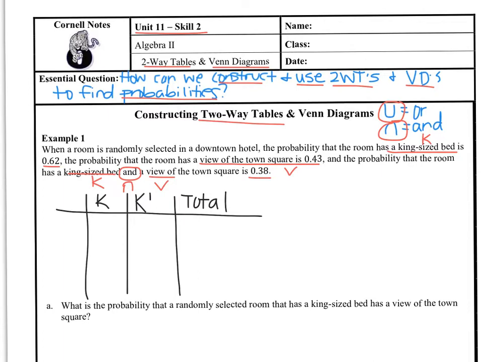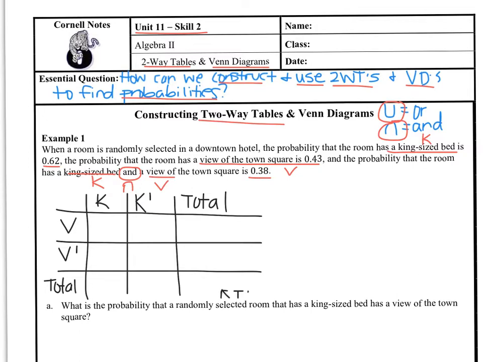And then going along vertically, we've got rooms that have a view, which will be V. Rooms that don't have a view will be V prime. And then at the bottom will be total. And then this box right here, I call it the T for total. And let's go ahead and fill in what we know.